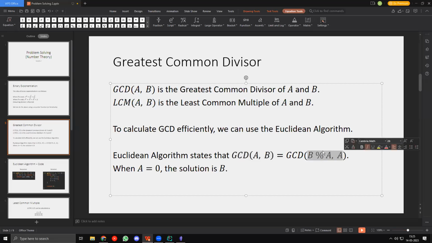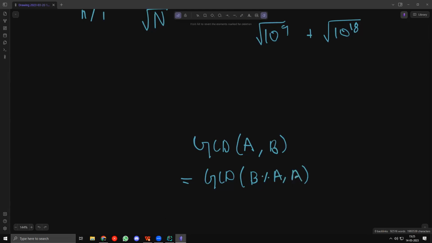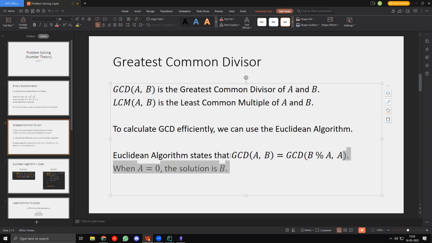Or you can also do this. Actually, both of these are the same thing. You can take B modulo A or A modulo B at the end. This is fine. This is also fine. If you take B modulo A, comma A, this is also completely fine. Basically, GCD of A comma B equals GCD of B modulo A comma A. And that's it. This is the entire solution, I swear.